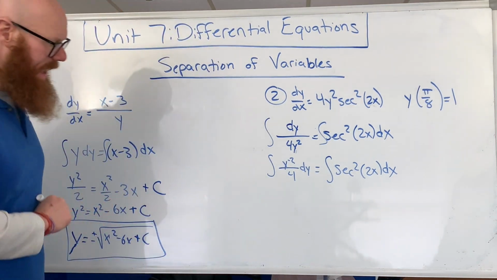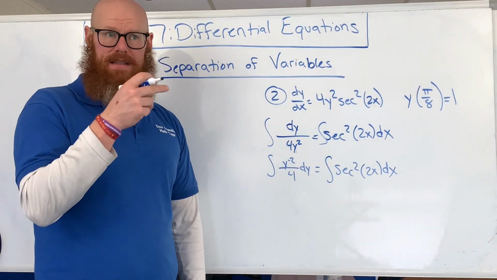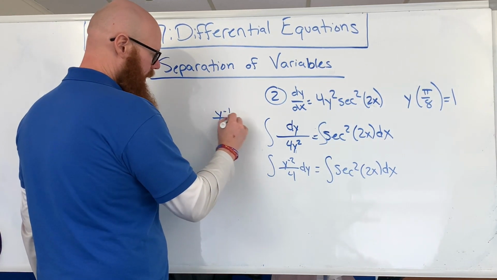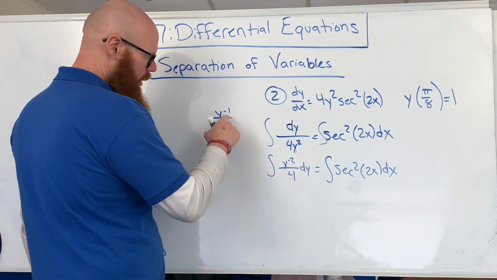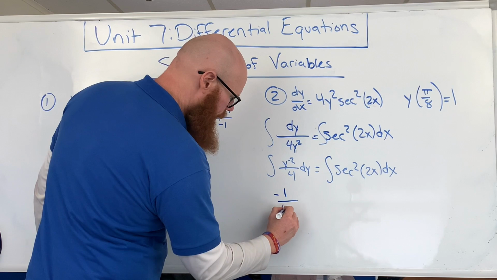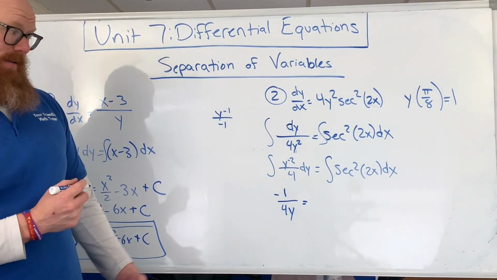The antiderivative of y to the negative 2 is going to be y to the negative 1 over negative 1. So it'll be like this, y to the negative 1 over negative 1, but I have a 4 there, and I'll also bring this back to the bottom. So I'm going to get negative 1 over 4y. That should be the antiderivative of that, if I did that correctly.